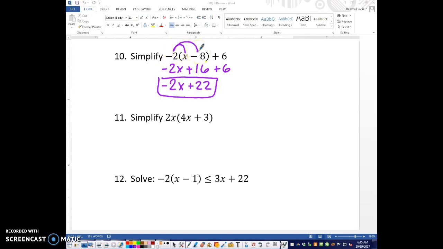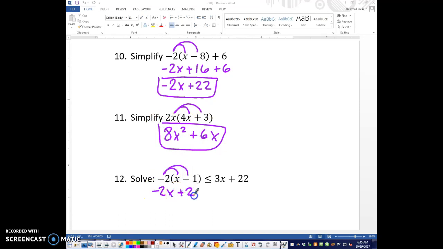Now let's simplify 11. 2x times 4x is 8x squared, because x times x is x squared. Then 2x times 3 is 6x. Ta-da! That's done. Number 12. Negative 2 times x is negative 2x. Negative 2 times negative 1 is positive 2. Less than or equal to 3x plus 22.